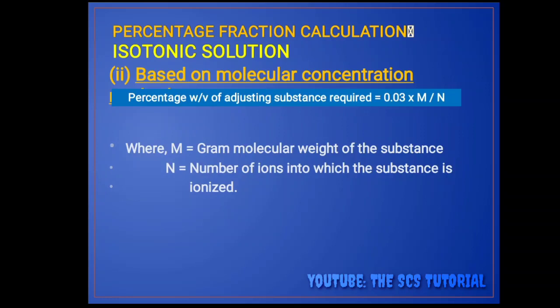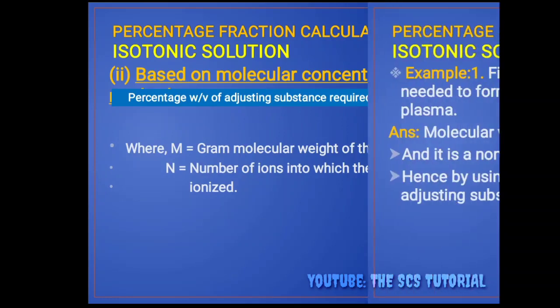Similarly, based on the molecular weight method, the percentage weight by volume of adjusting substance required is equal to 0.03 into capital M divided by capital N, where M is the gram molecular weight of the substance and N is the number of ions into which the substance is ionized.